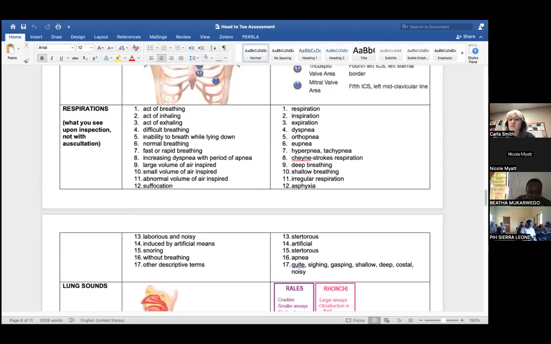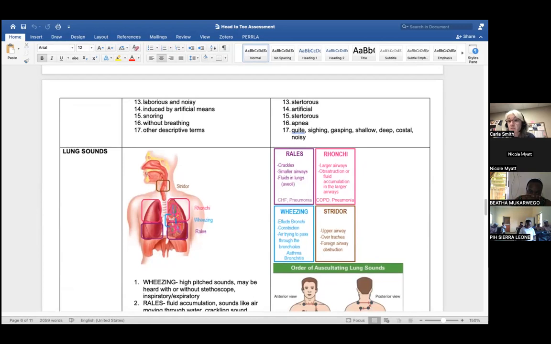Are there Cheyne-Stokes respirations? Are the respirations deep or shallow, irregular? Are they stertorous? It's very noisy, very laborious. That can also refer to snoring. Is there apnea? Other descriptive terms you can look at here too: sighing, gasping, noisy.